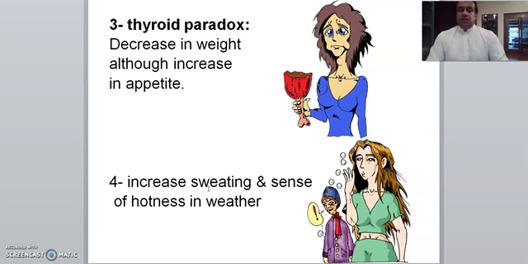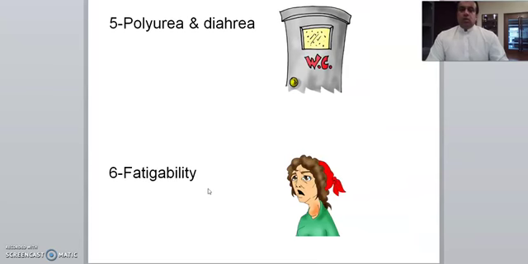And increased sweating and a sense of hotness, even in cold weather. There is heat intolerance in thyrotoxicosis, the resistance towards heat is decreased, and even in cold weather they won't wear any extra garments to avoid the cold. Polyuria and diarrhea.